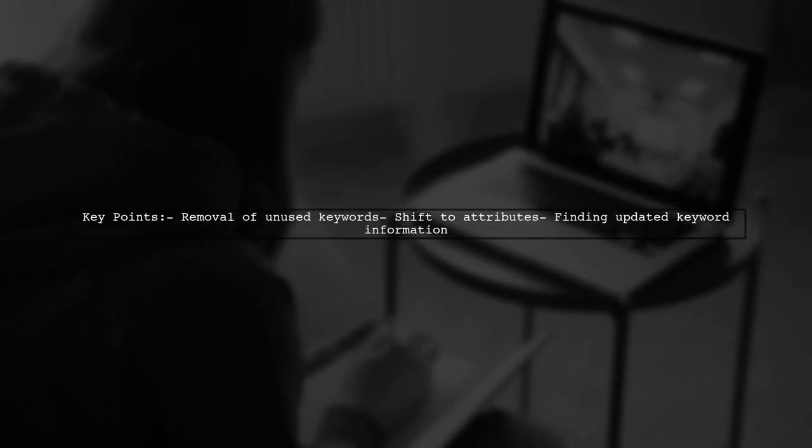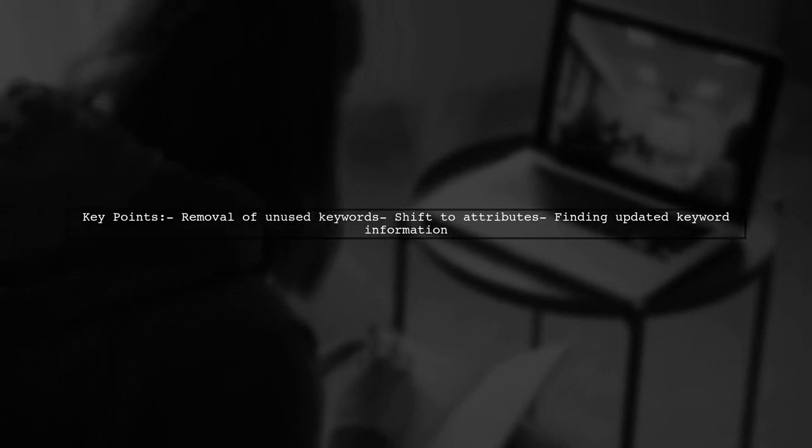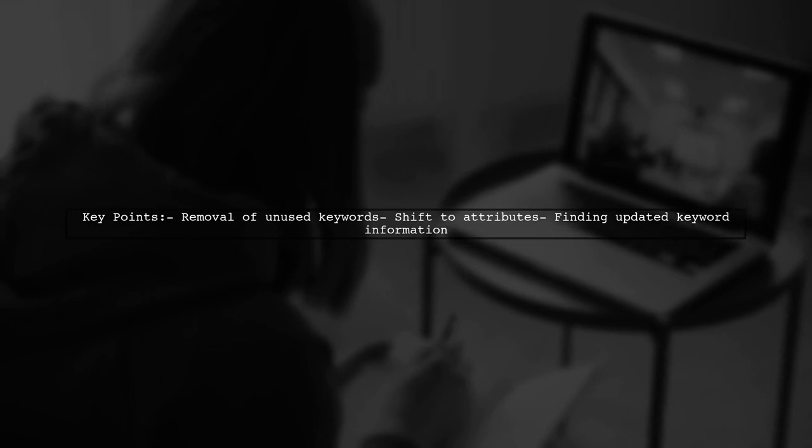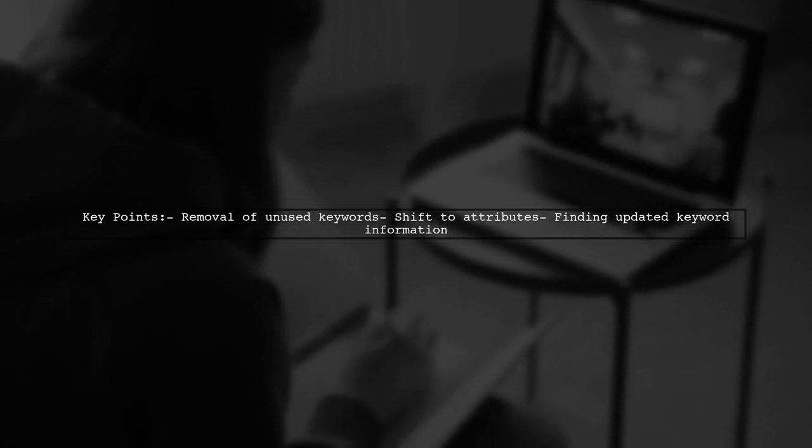Our viewer mentions reading about the removal of certain unused reserved keywords, like params, and the shift towards using attributes instead. However, they couldn't find these removed keywords on the official keyword reference page. Let's dive into this topic and clarify where you can find the information you need.